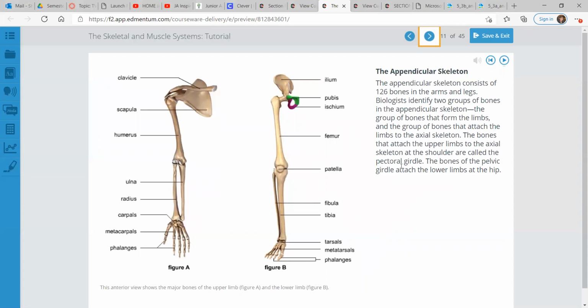The bones that attach the upper limbs to the axial skeleton at the shoulder are called the pectoral girdle. The bones of the pelvic girdle attach to the lower limbs at the hip. So shoulder, pectoral girdle; pelvis, we have the pelvic girdle.